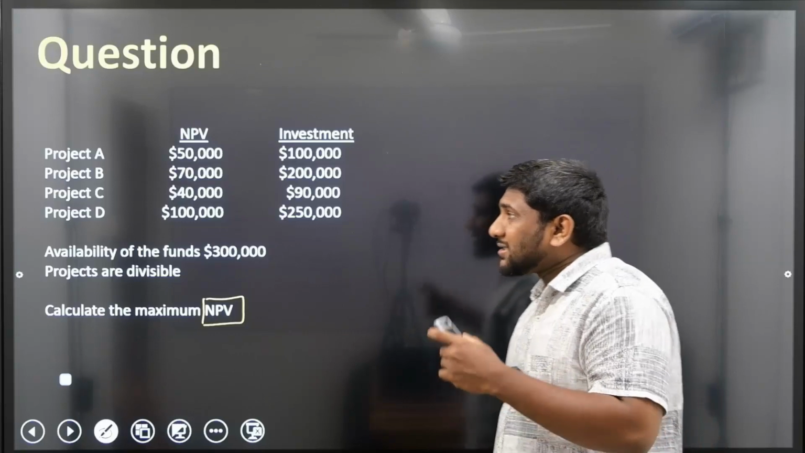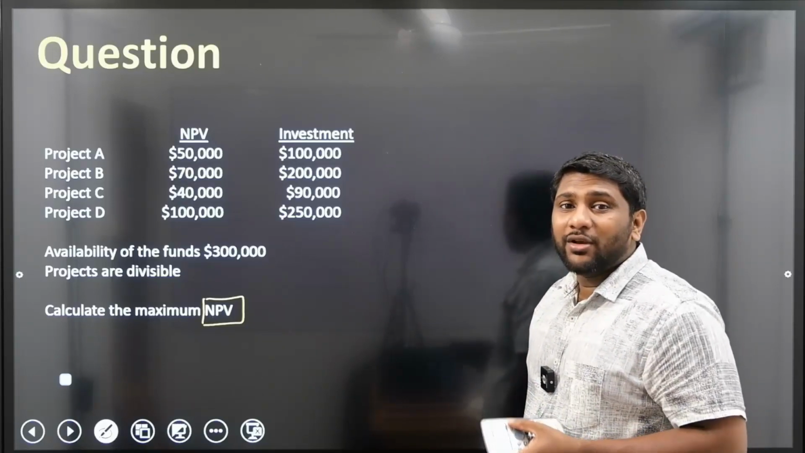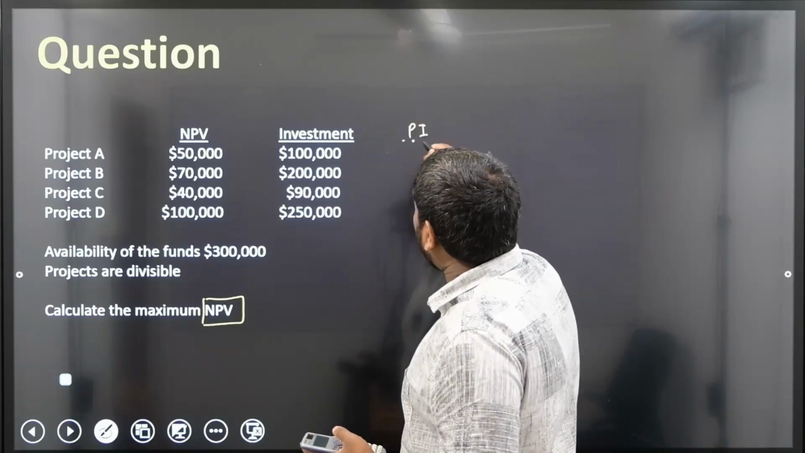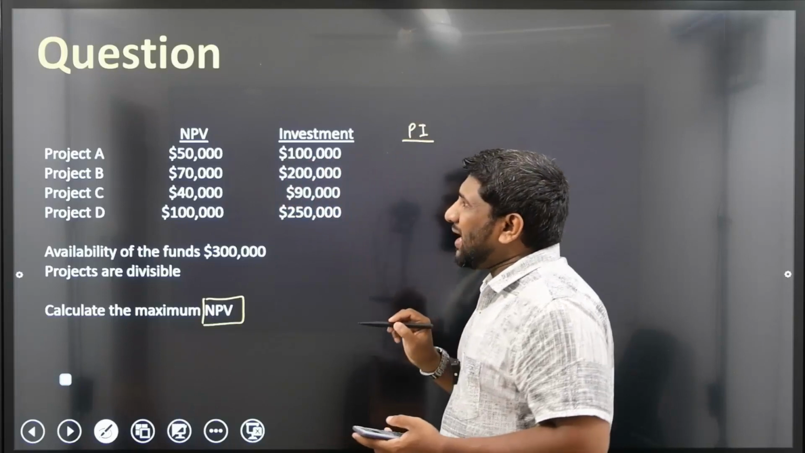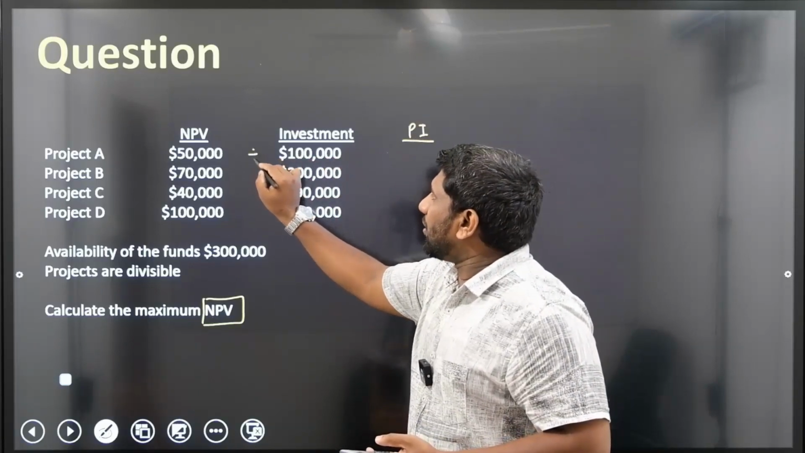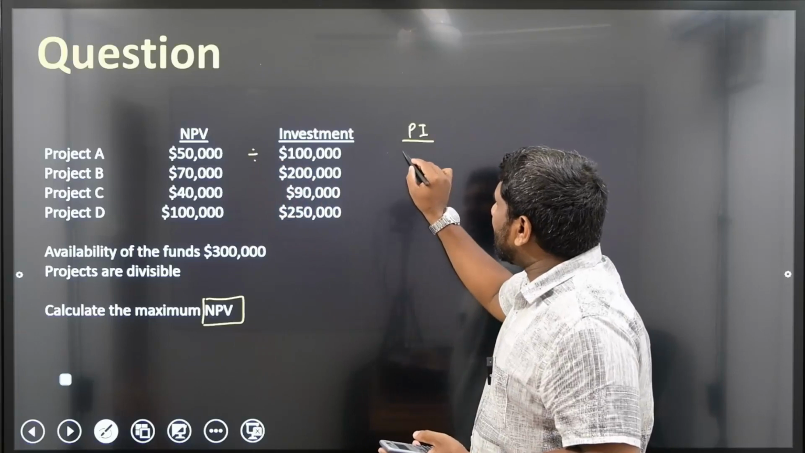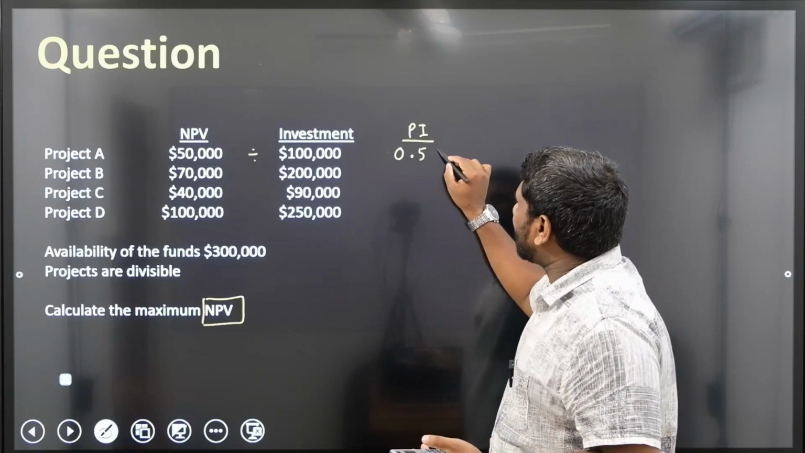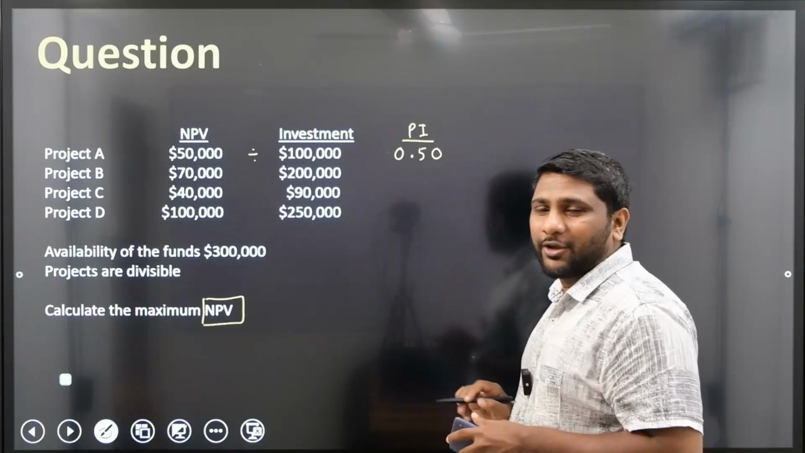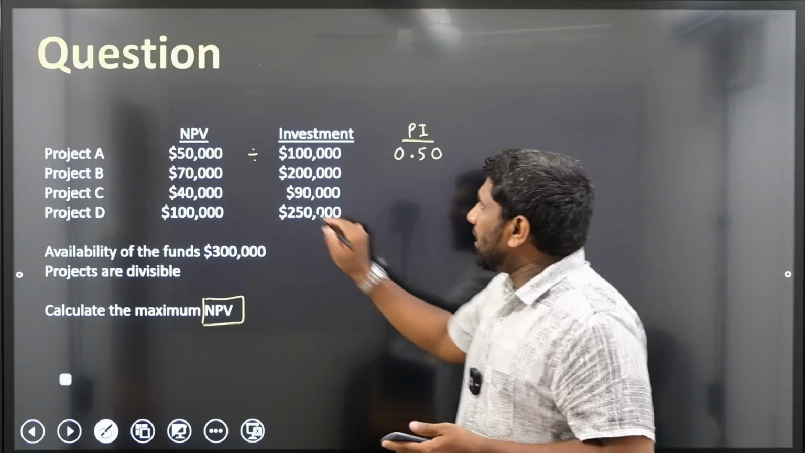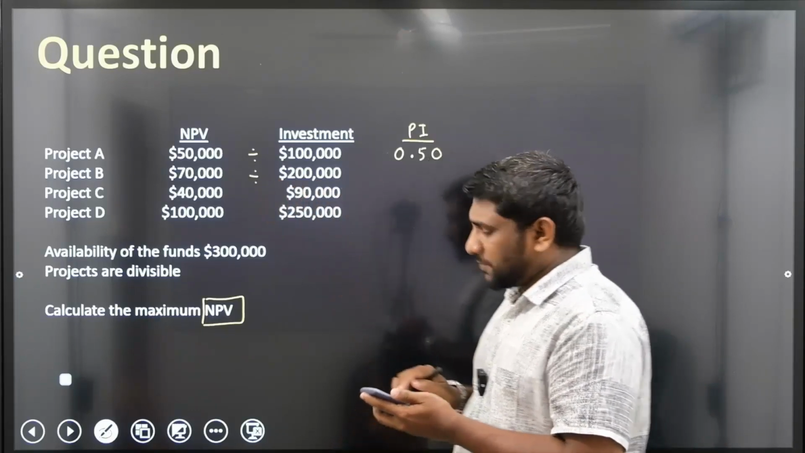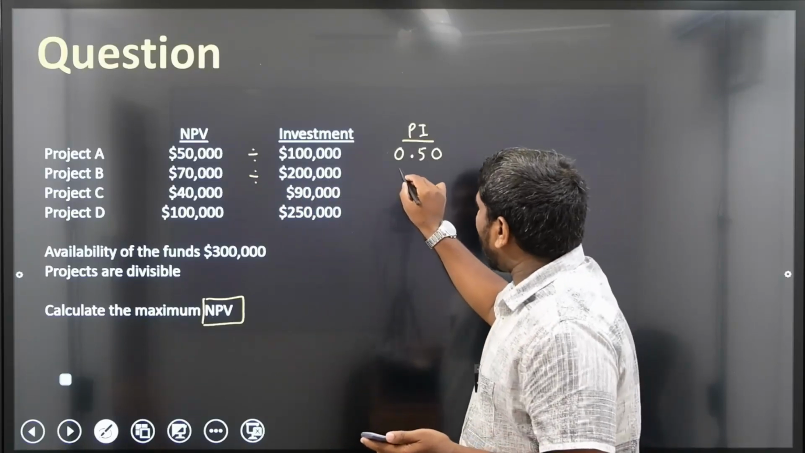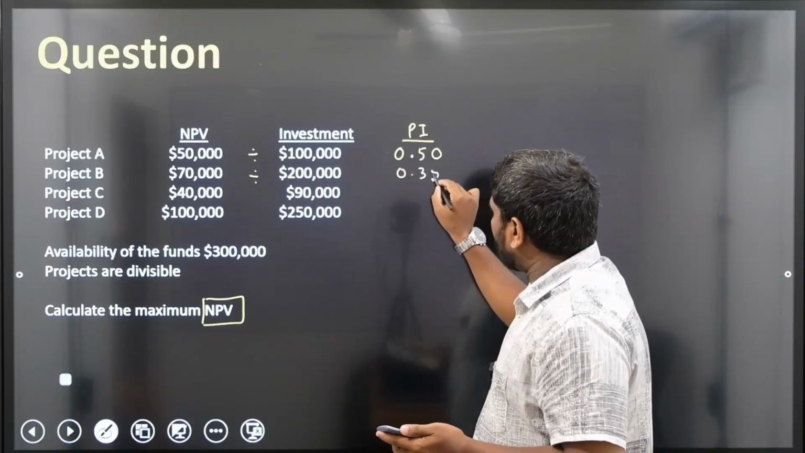So first what you should do in such a calculation, you have to calculate the profitability index. You know how to calculate it. NPV divided from the investment. So NPV is 50,000, investment is 100,000. Then here I am getting a value of 0.5, I'll write it as 0.50. And the next one, project B, NPV is 70,000, investment is 200,000. So 70,000 divided from 200,000, I'm getting a value of 0.35.